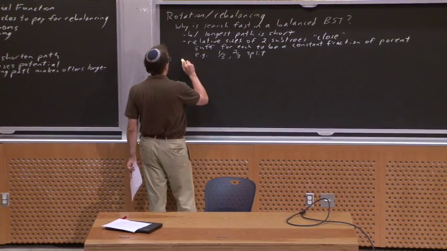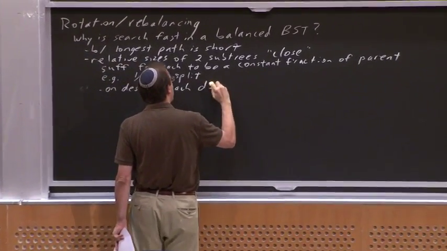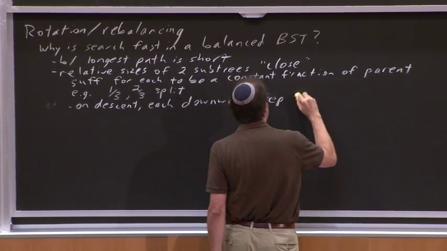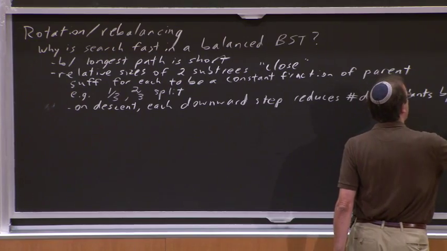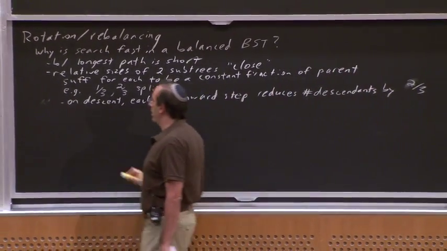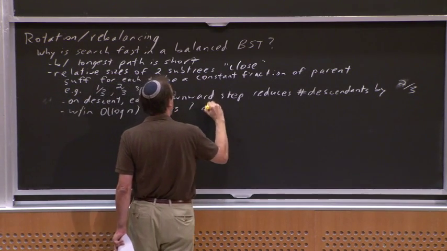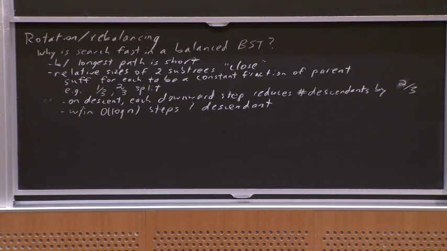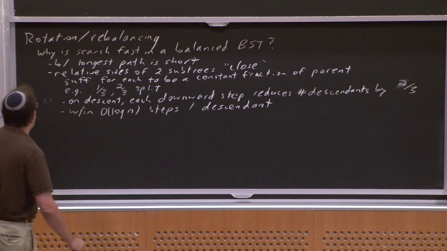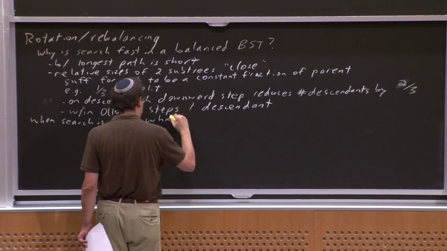Good. So the consequence of this is that on descent, each downward step reduces the number of descendants of your current node by, say, a 2/3 factor. And therefore, within order log n steps, you have one descendant. This is the fundamental concept of divide and conquer: if you can divide well, then you can conquer quickly. So now that we have this in mind, I can ask, when search is slow, what's wrong?